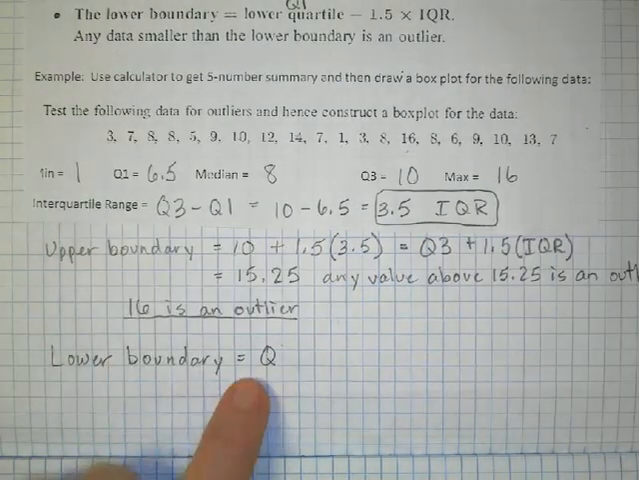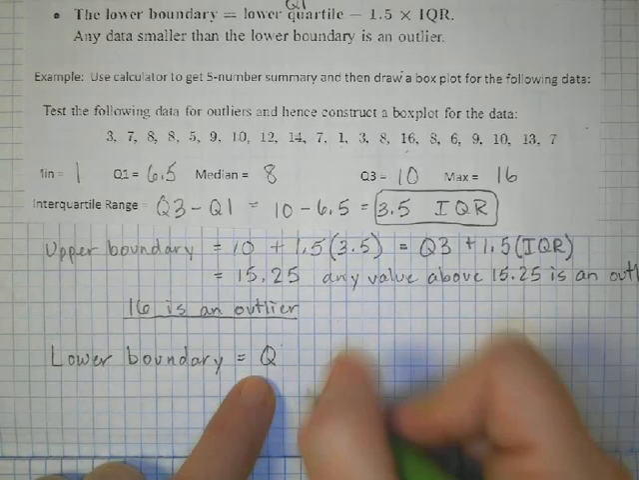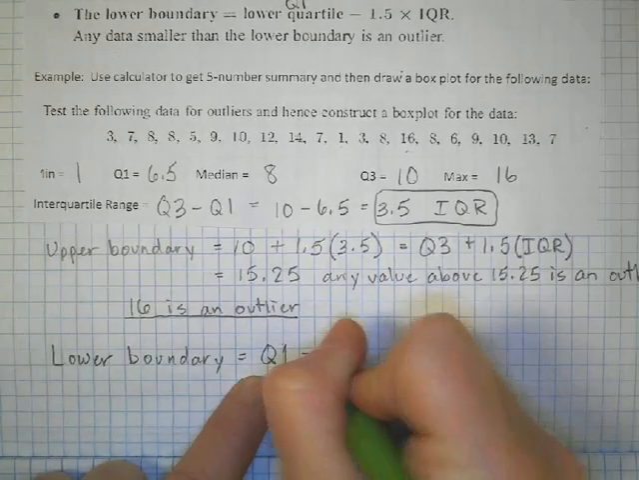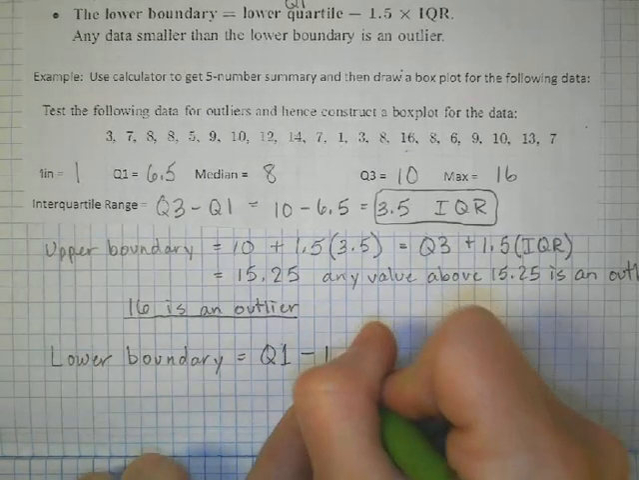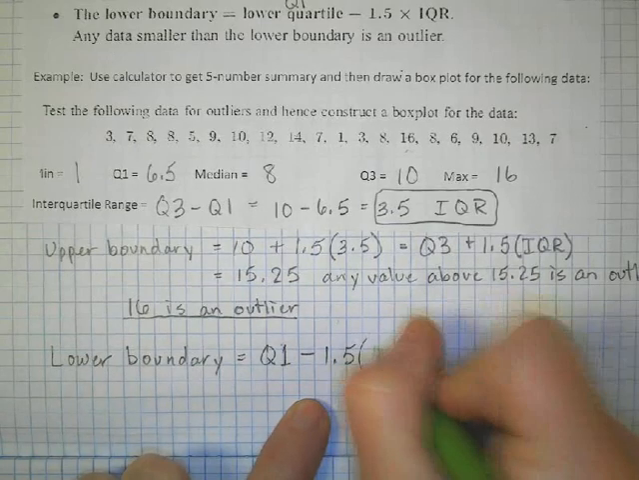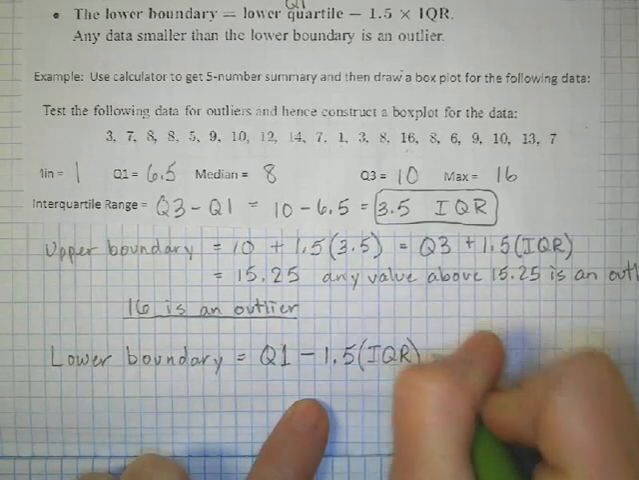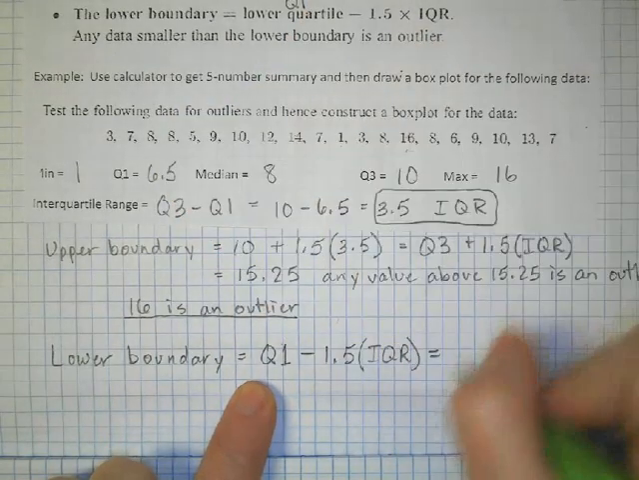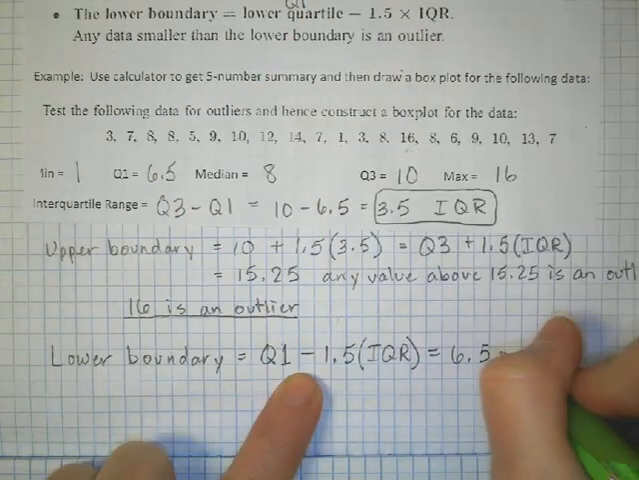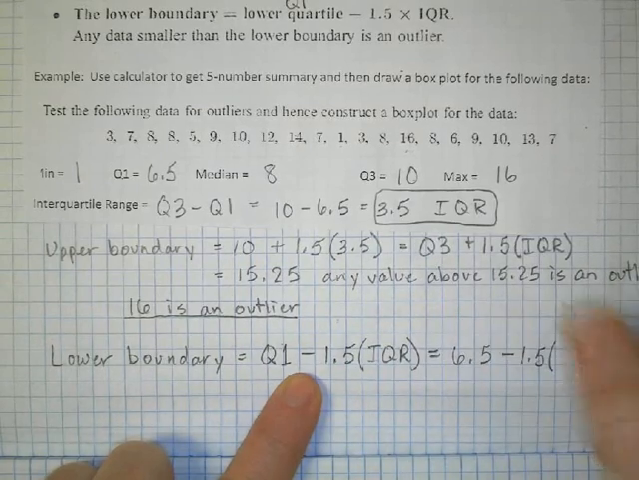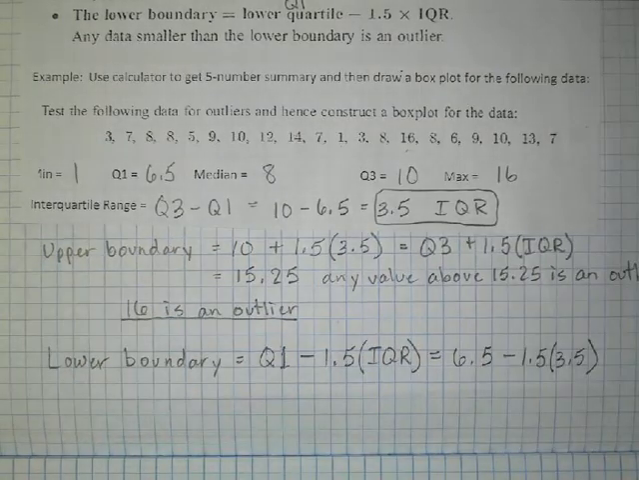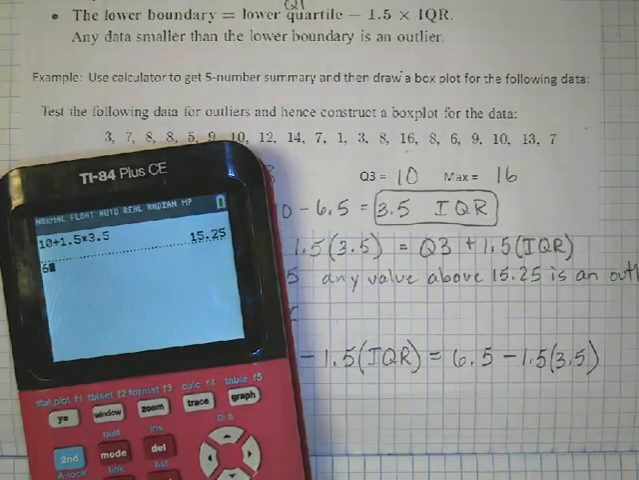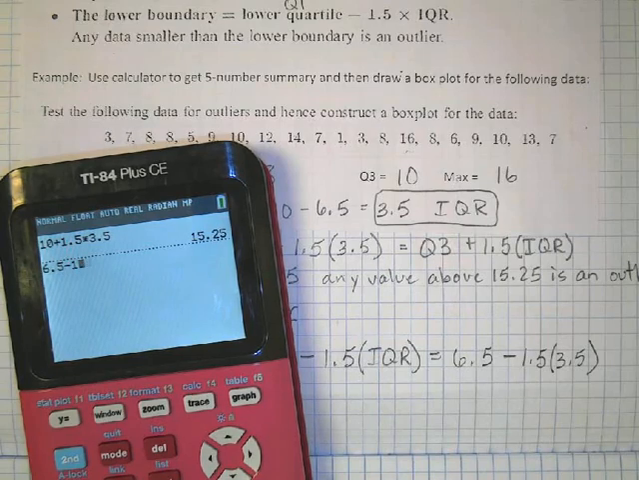I should have written the equation first. Okay, I'm going to write the equation here for the lower boundary. So this is going to be Q1 minus, because if it's too small, it's going to be to the left of Q1, minus 1.5 times the IQR. Okay, so if I set that up, my Q1 is 6.5 minus 1.5 times my IQR is still 3.5. Now I'm going to put that into my calculator to get my lower boundary. So 6.5 minus 1.5 times 3.5 gives me 1.25.